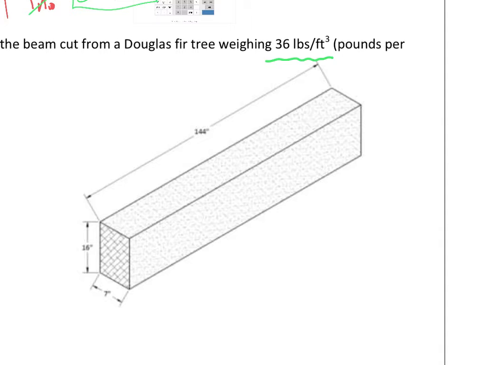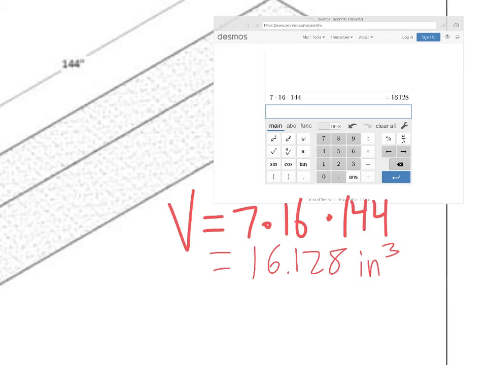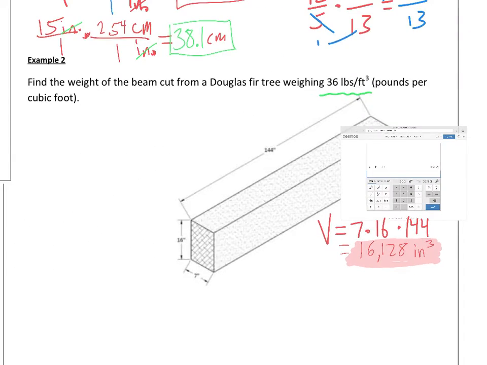Now, volume, we'll worry more about volume later, but the volume of a rectangular prism like this is 7 times 16 times 144, length times width times height. And it looks like that gives us 16,128. That was inches times inches times inches, so our units are cubic inches for volume. Again, don't worry about finding that too much. That formula is in the back of the book, but it'll be given to you for all the problems we're doing right now. But all right, we've got that. 16,128, that's the volume.